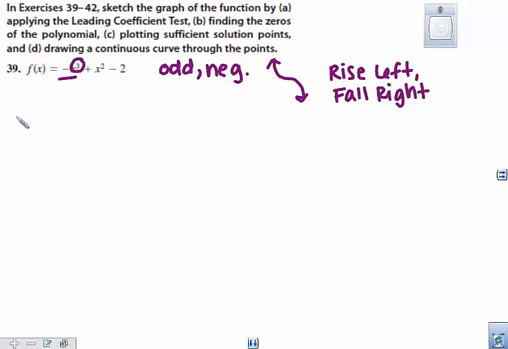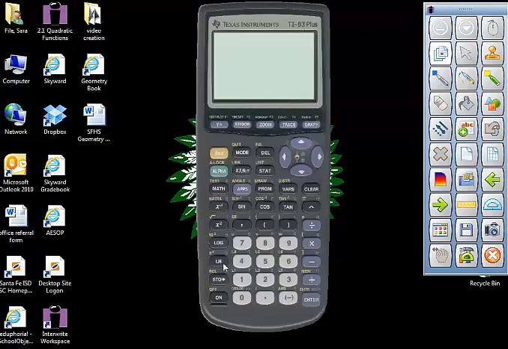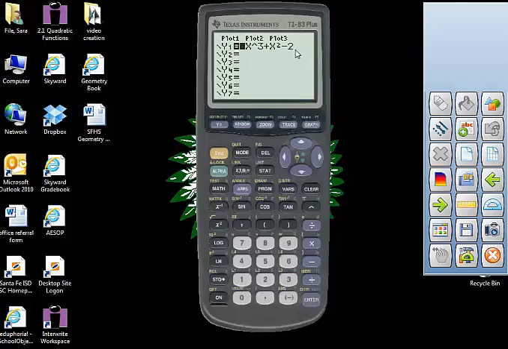Part B asks you to find the zeros. You set your original function equal to 0. You can't factor this. There's a couple of ways you could do it. You could use the quadratic formula and find your roots. Or for time's sake, you can use your calculator. I'm going to show you how to do this in the calculator. In your calculator, you go to y equals and type in your expression. Ours was negative x cubed plus x squared minus 2.